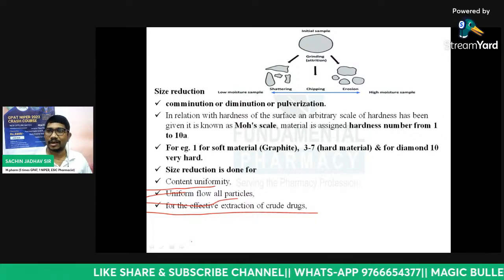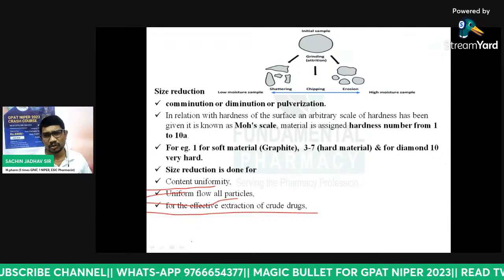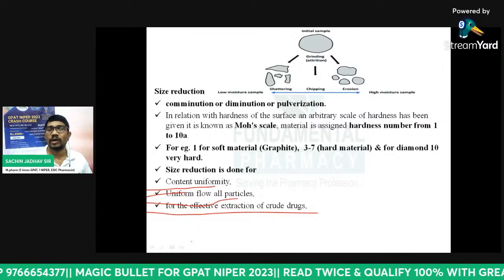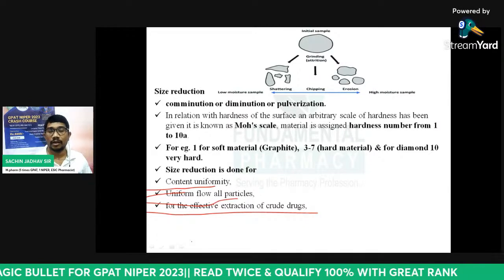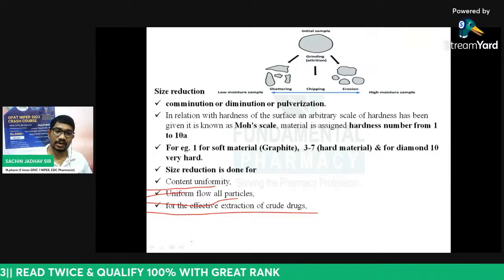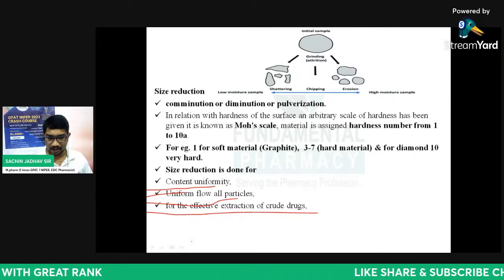अगर roots ले लिए आपने जैसे के वैसे तो उसके ऊपर extraction नहीं होगा, ठीक है, कुछ हद तक होगा लेकिन पूरा नहीं, ठीक है। For effective extraction, अगर वही roots अपने size reduce किए, अगर वही roots अपने पीस लिए और उसके बाद पाउडर करके extraction किया, तो extraction will be very effective. So for effective extraction of crude drugs, okay.